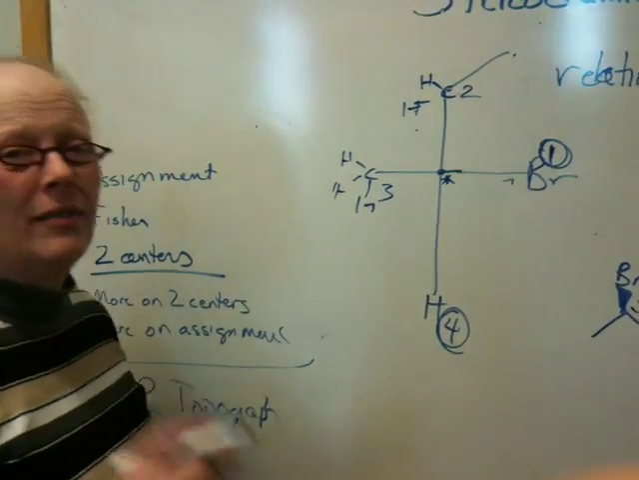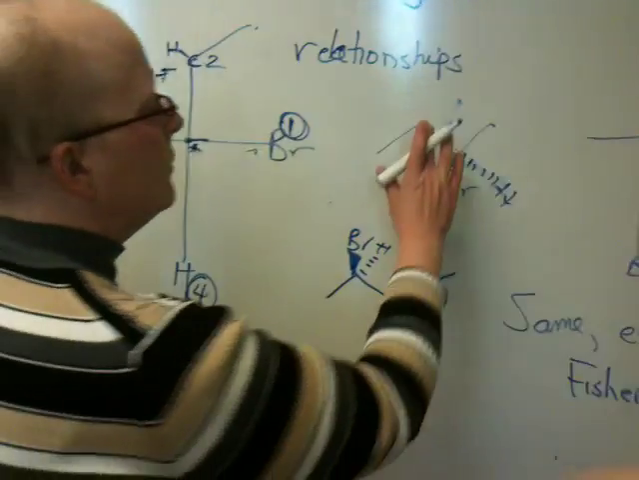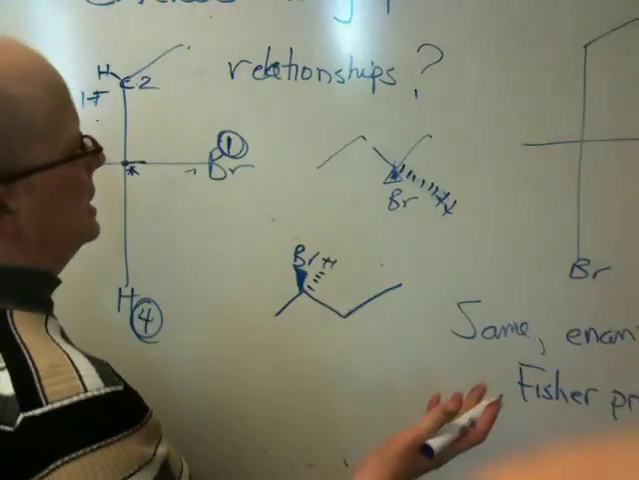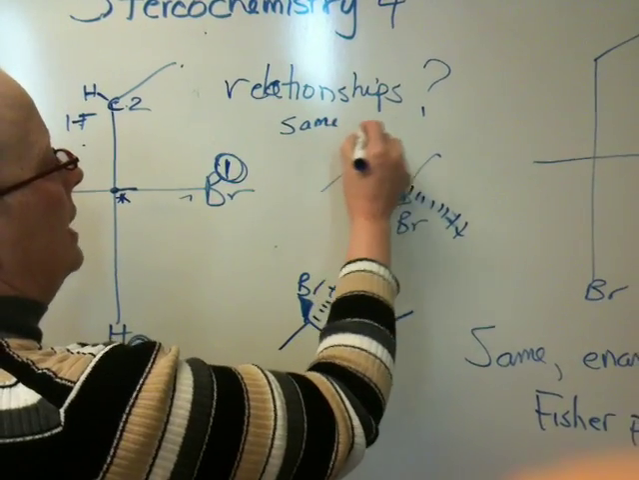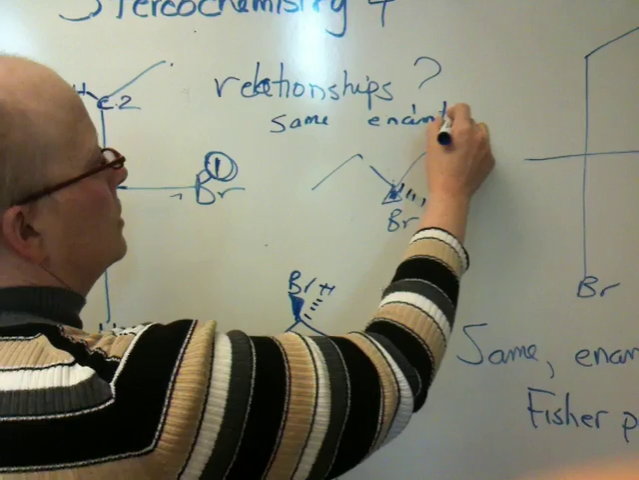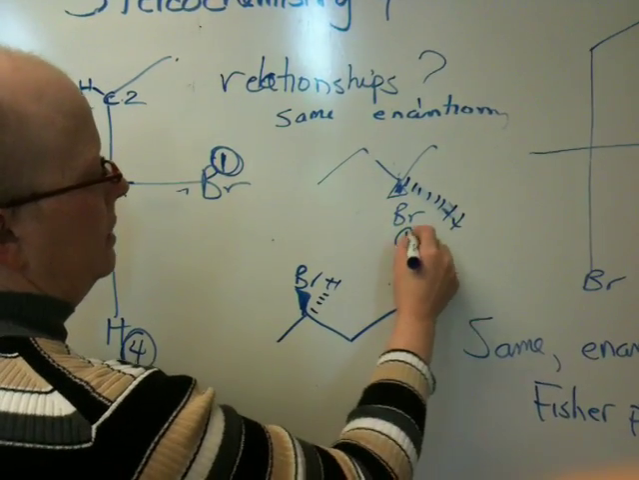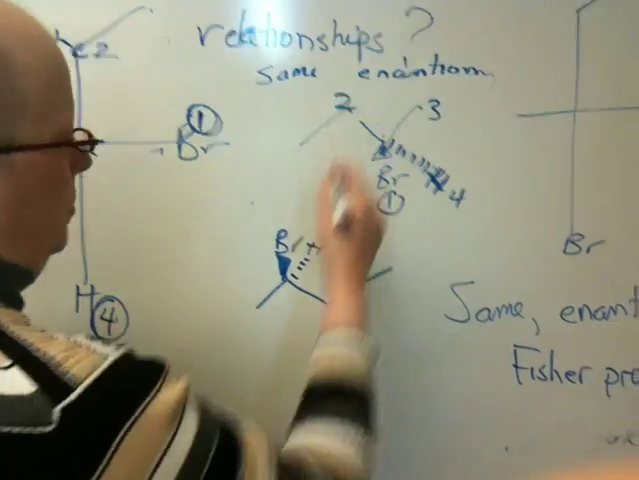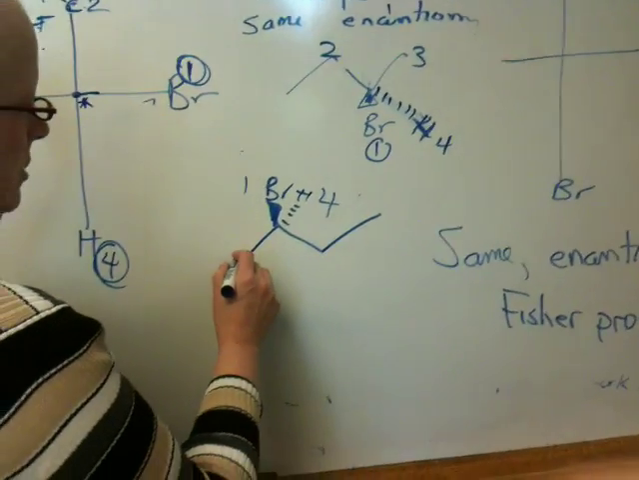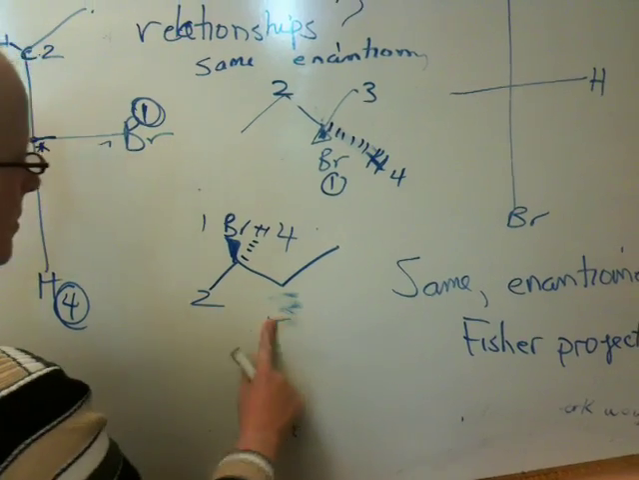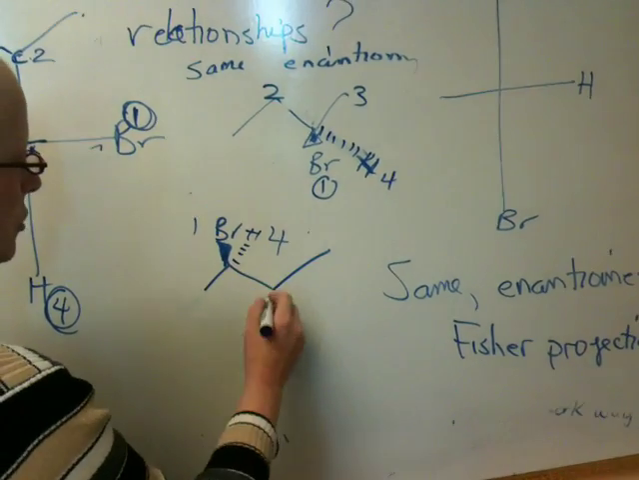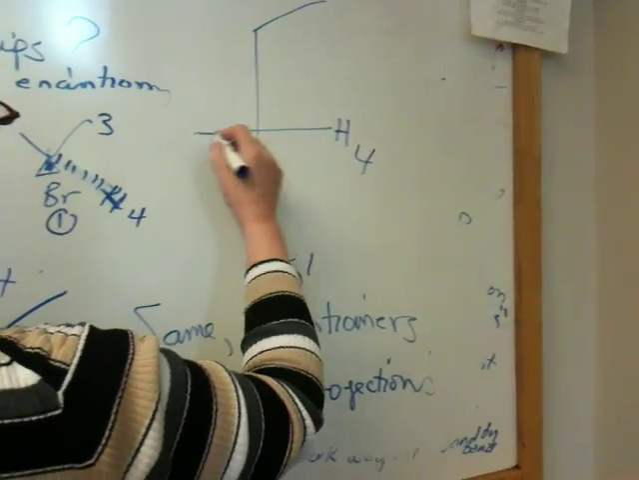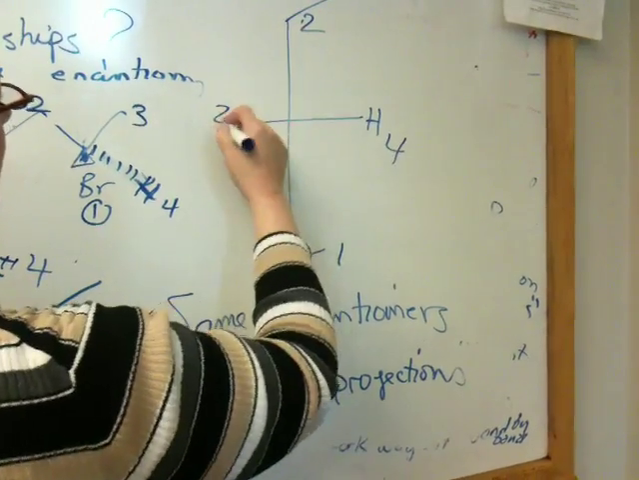Now, we've done all the work. You don't have to keep doing this over and over again. You don't have to build models to solve this kind of problem. That's our question: relationships, are they the same, or are they enantiomers? All right, this one. 1, 4, because that's an H. 3, 2. 1, 4, 2, 3. Whoops, backwards. 2, 3. 1, 4, 2, 3. Okay, we did all the work.